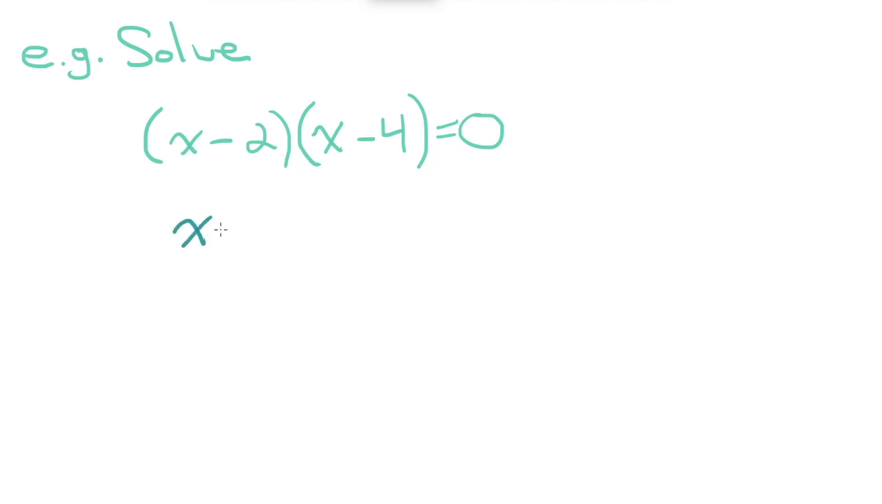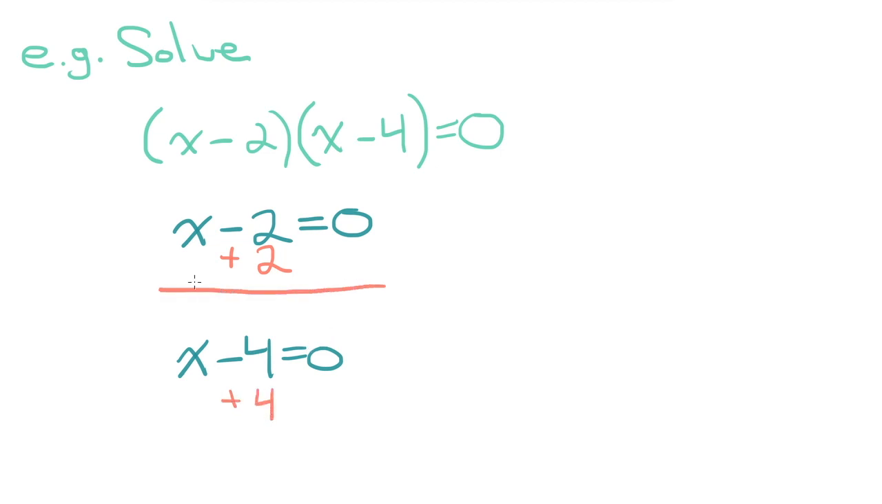So we get two equations. Remember, we always get two equations. x - 2 = 0, that's either going to be it, or x - 4 is going to be 0. Right? So now, at this point, if you're watching this video, I already know that you can do this in your sleep.